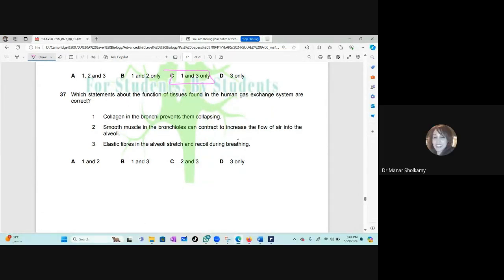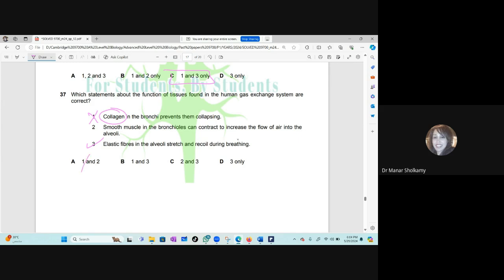Excuse me, three is correct, of course. One and two here. Is one right or wrong? No, one is not right. Well done. Collagen is found in the blood vessels, not in the respiratory system. We never mentioned collagen anywhere in the gas exchange system. So one is wrong.